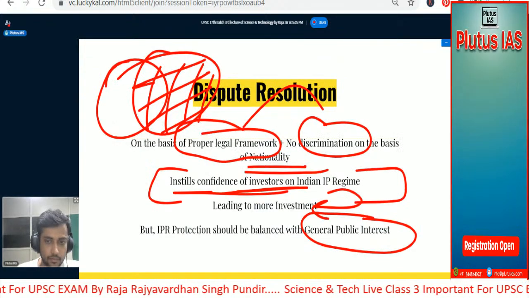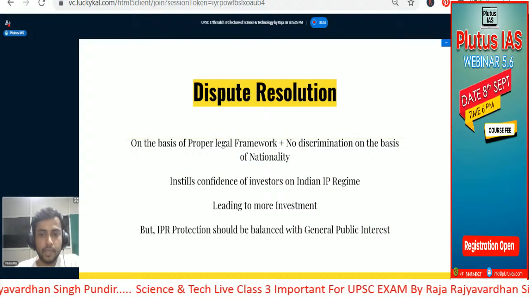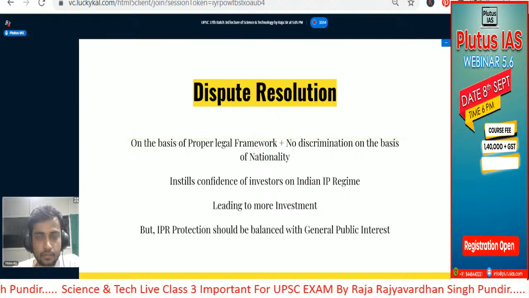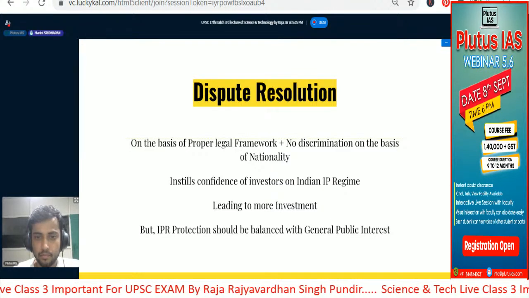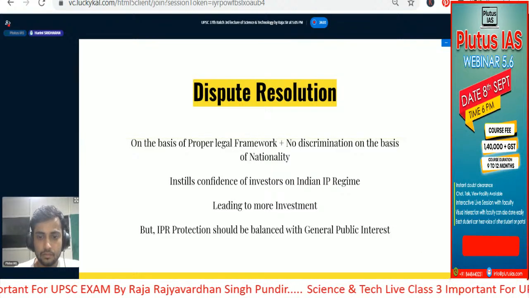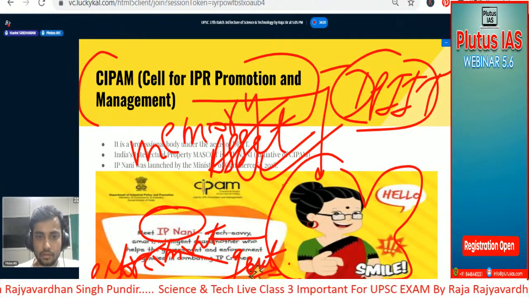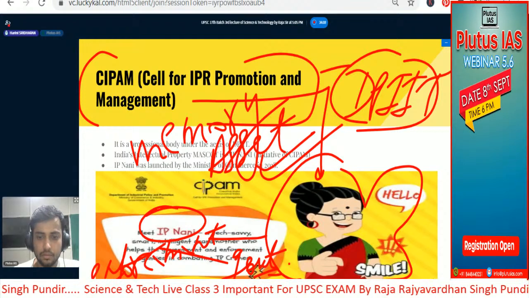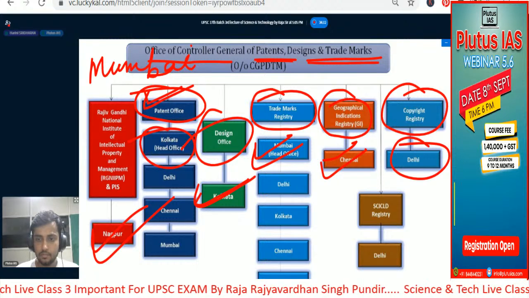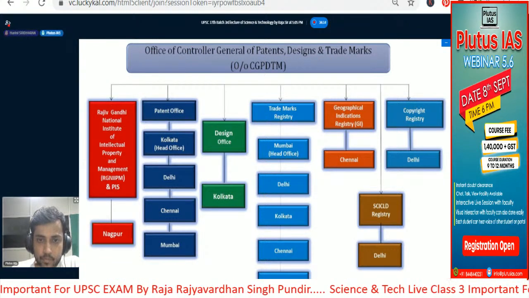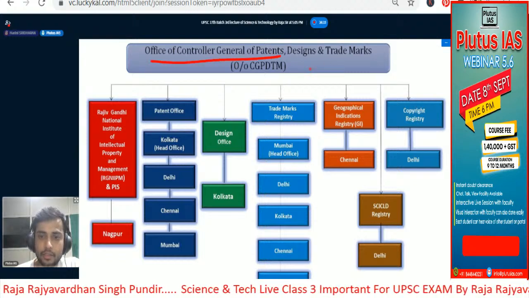Yes, Sridharan. You want to ask something? Sir, can you please explain the previous slide once again? The controller portion, sir. I didn't take down the notes of that. The headquarters part. See, the headquarters of the Office of Controller General of Patents is in Mumbai.